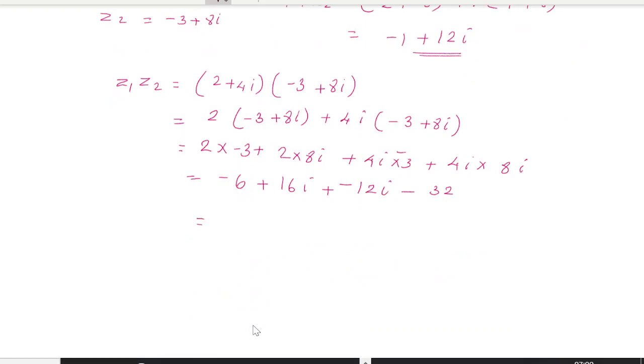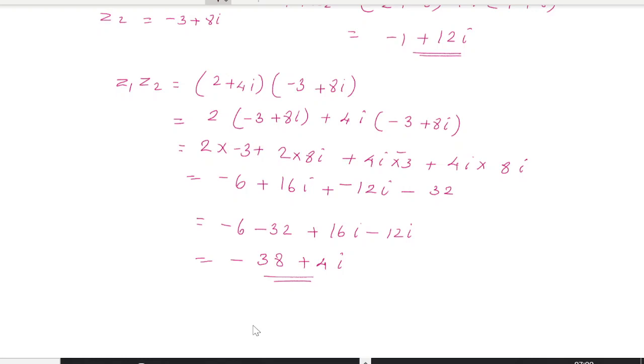So the summation will become minus 6 minus 32, right, plus 16i minus 12i. So this will become minus 38 plus 4i. Am I right? Minus 38 plus 4i. So this is the way we are finding the product. Hope you understood this. We are multiplying.